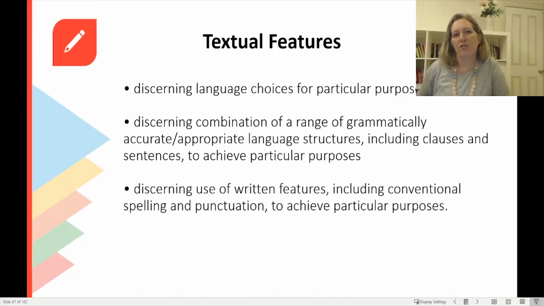So then we come to the third criterion, which is our textural features. Now this is looking at the nitty-gritty of your writing. This is your language choices, your spelling, grammar, punctuation. So we're looking here for a discerning use of language choices for particular purposes, discerning combination of a range of grammatically accurate or appropriate language structures, including clauses and sentences, to achieve particular purposes. And we're looking for the discerning use of written features, including conventional spelling and punctuation, to achieve particular purposes. So let's go through them one by one.